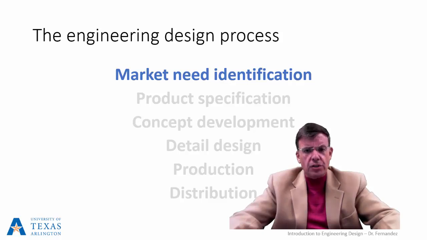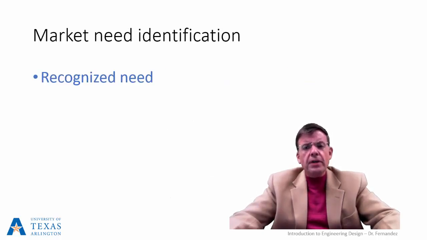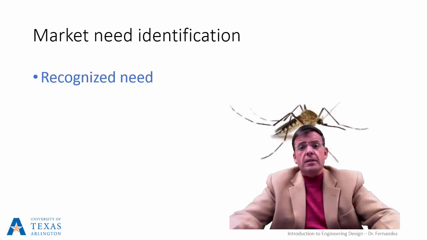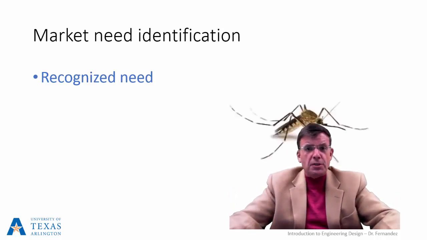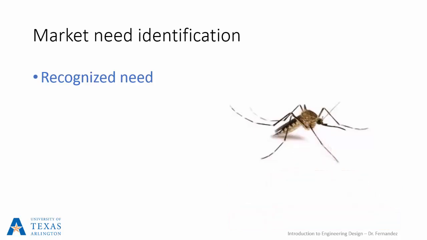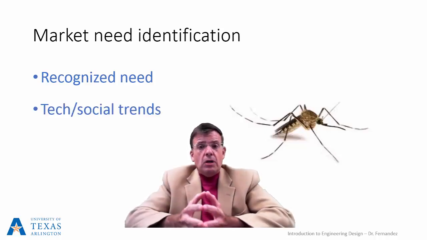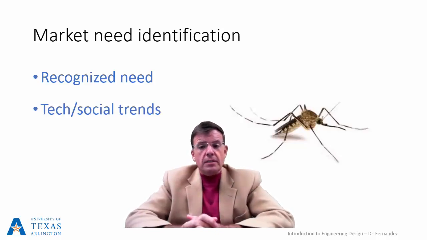Market need identification. Okay, so every engineering endeavor begins with a recognized need. Now that can come from multiple sources, but consider, for example, the mosquito, our worst enemy in all of nature. Okay, there is a recognized need, for example, for getting rid of mosquitoes, or at least allaying the damage that they cause.